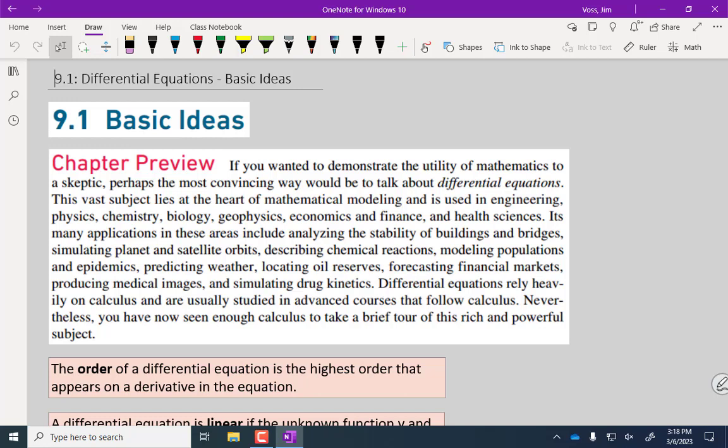Okay, so we're going to go to chapter 9. Two sections in chapter 9 only, 9.1 and 9.3. So we are only going to be looking at the very basics of differential equations. You can read this paragraph on your own time. This paragraph tells you basically that if there's one topic in math that's common to a bazillion fields of study, it's differential equations. Differential equations is everywhere.